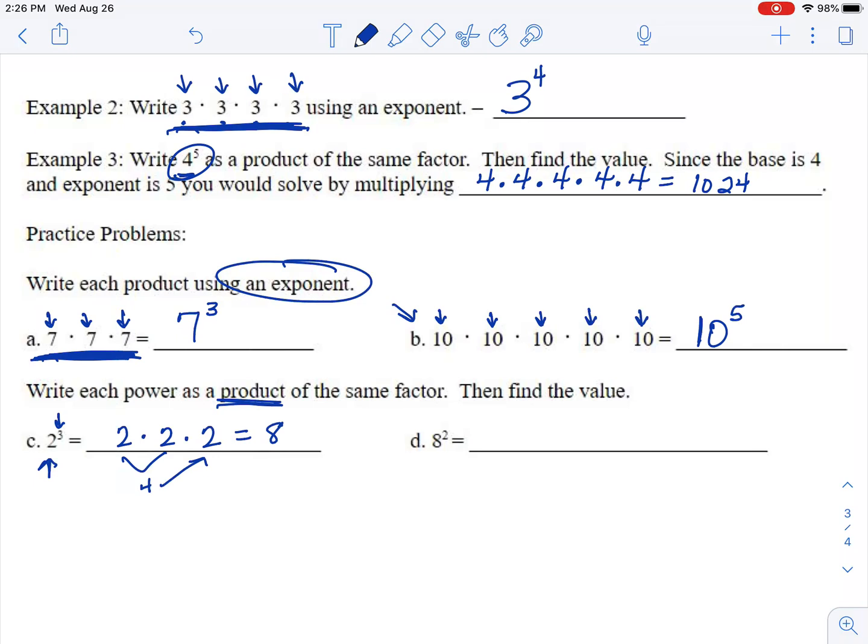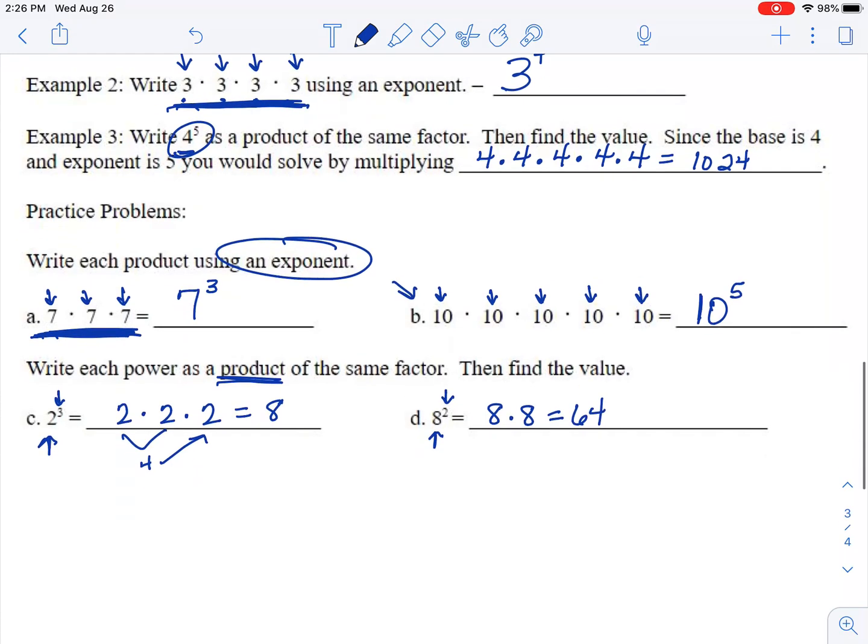Okay, here, 8 is my base. So that's the number that's going to be multiplied over and over and over again. 2 is my exponent, so that means I need 2 8s. So that would be 8 times 8. And what does that equal? 64.